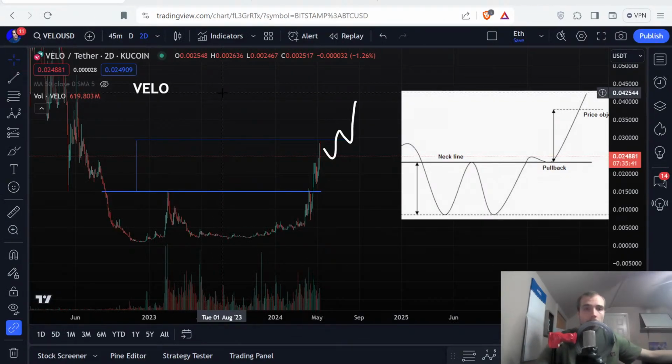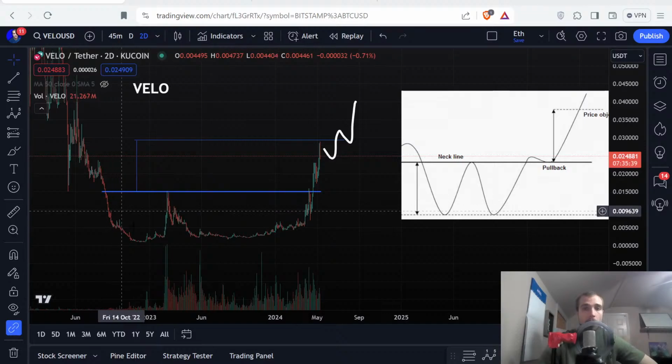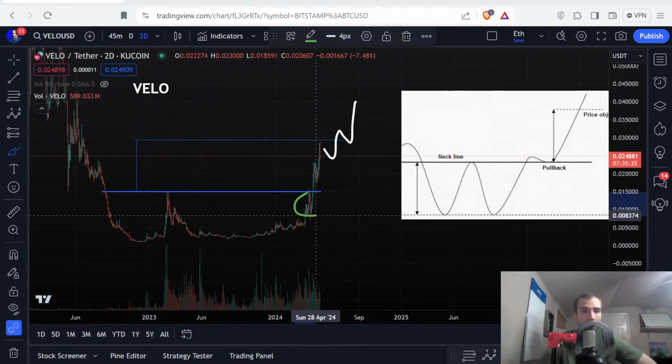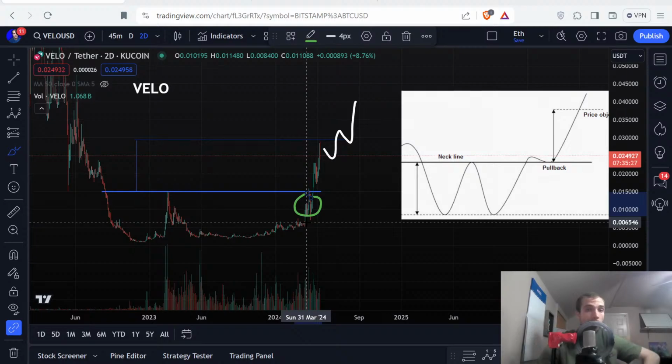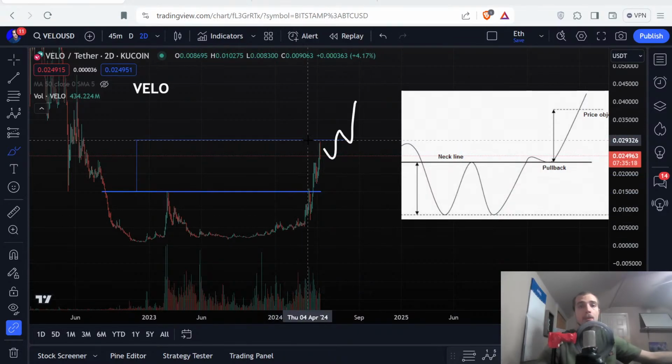So Velo here, you can see that we did a double bottom. And by the way, you guys were asking me about this coin right here, and we were talking about the double bottom and how bullish it looked. And in that stream, I mentioned this double bottom and that it looked like we were going to break out. So I mentioned that, and we did. We broke out, we broke bullish, and we went right up to our target here, just slightly below the target of the double bottom pattern.